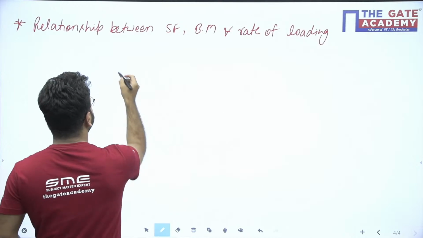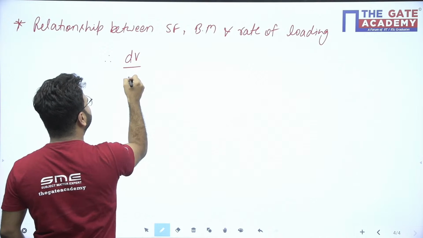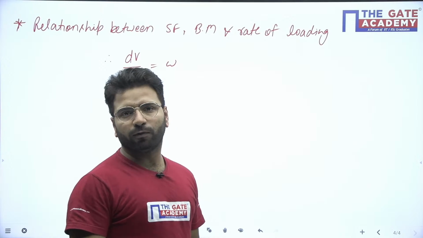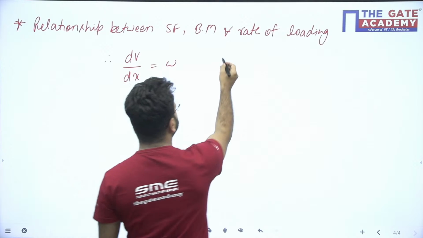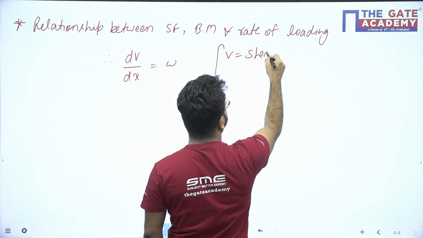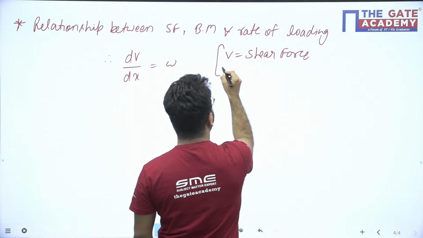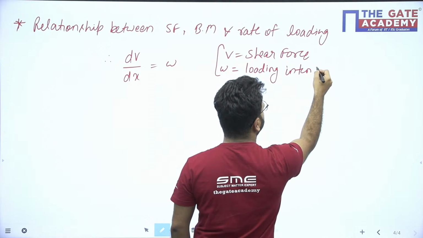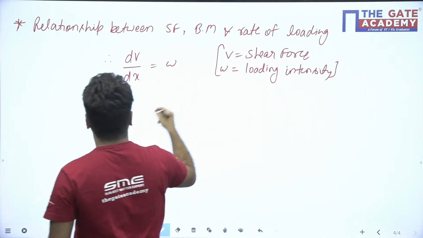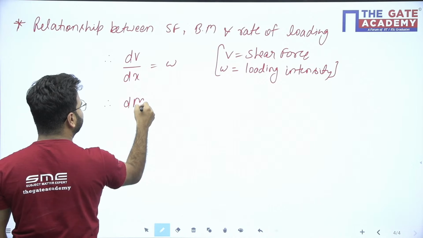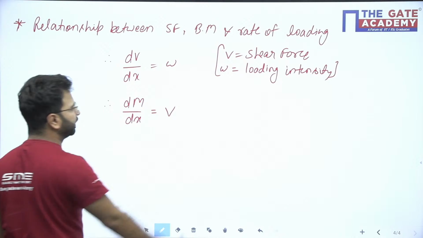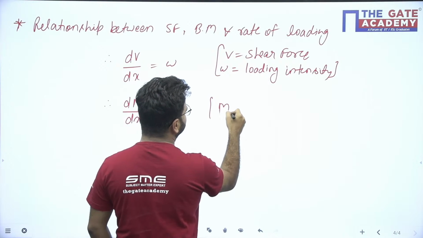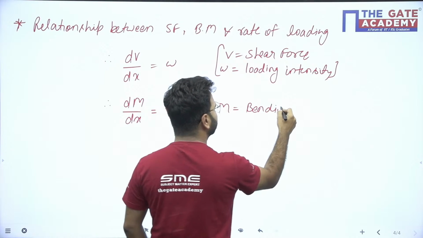What are the relationships here? The first relationship is dV by dx is equal to W. What is V here? V is our shear force, W is our rate of loading or loading intensity. Next we have dM by dx is equal to V. That is the relationship between bending moment and the shear force. What is M here? M is the bending moment.